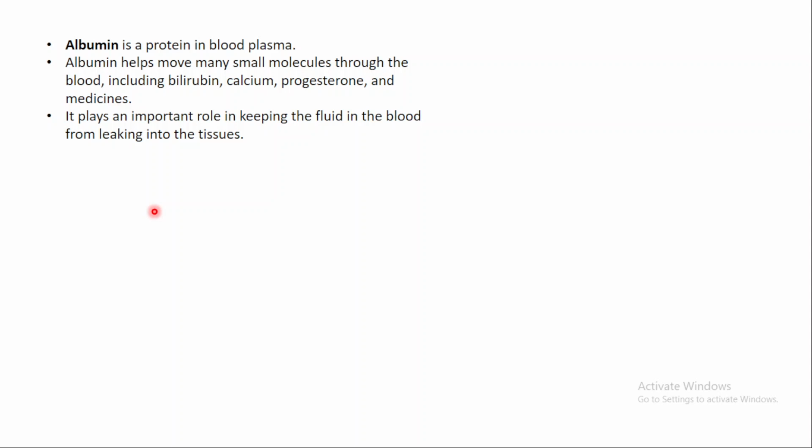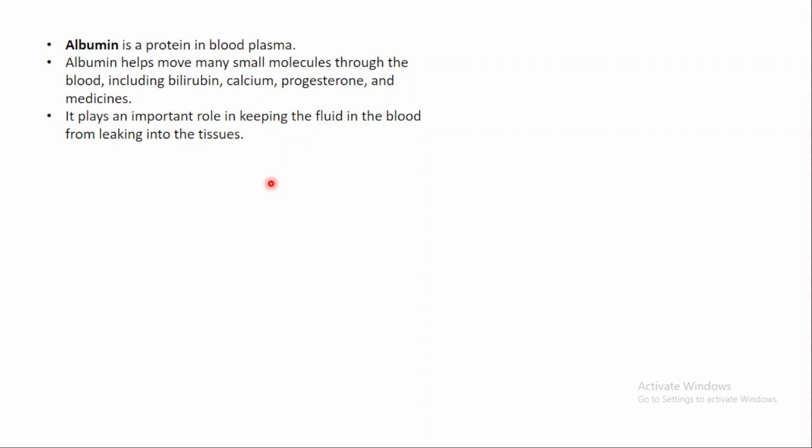Albumin is a protein present in blood plasma. So all humans have albumin in their blood plasma. What is the function of albumin? To move many small molecules through blood, including calcium, progesterone, medicines, and other hormones. So albumin plays a role in transporting them. It also plays an important role in keeping the fluid in the blood from leaking into the tissues. Wherever there are capillaries, albumin keeps the blood viscous, and the blood cannot leak into the tissues. That is the function of albumin.